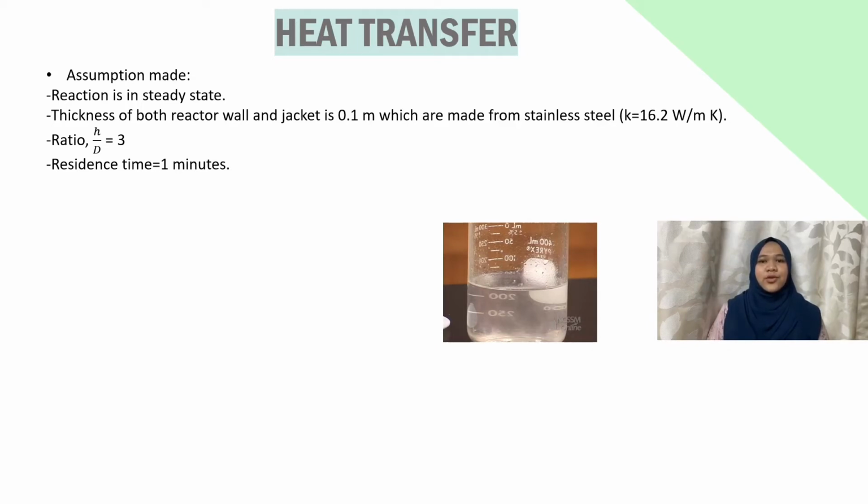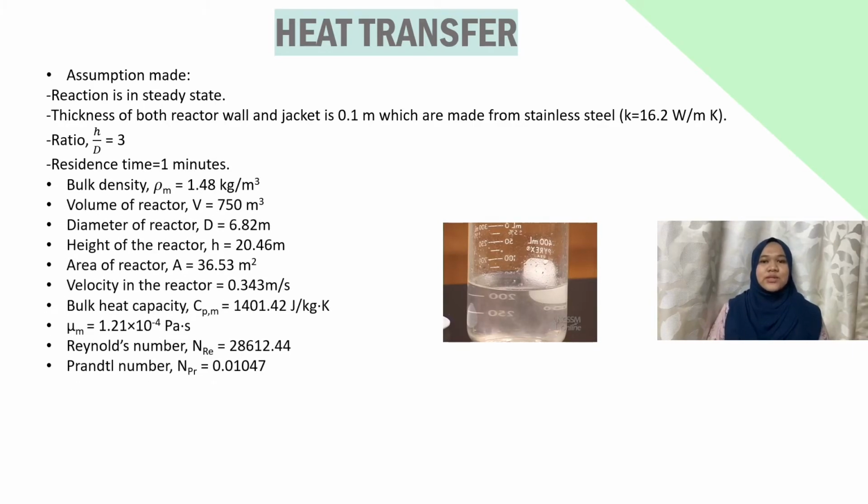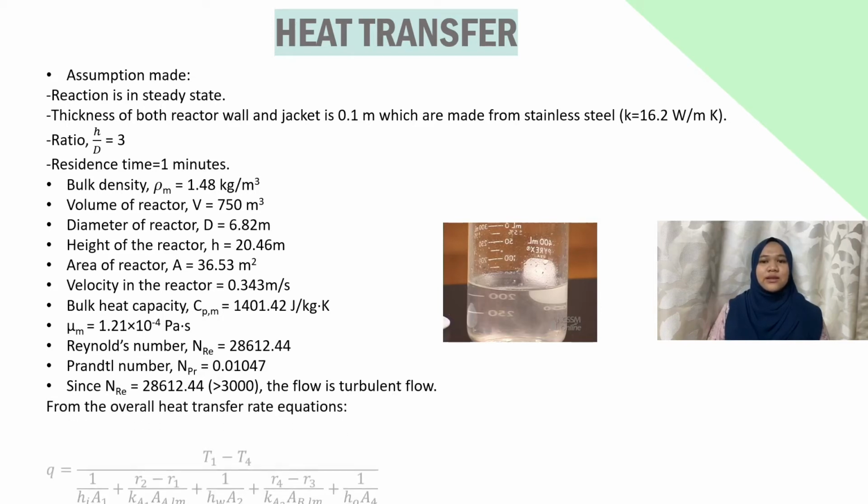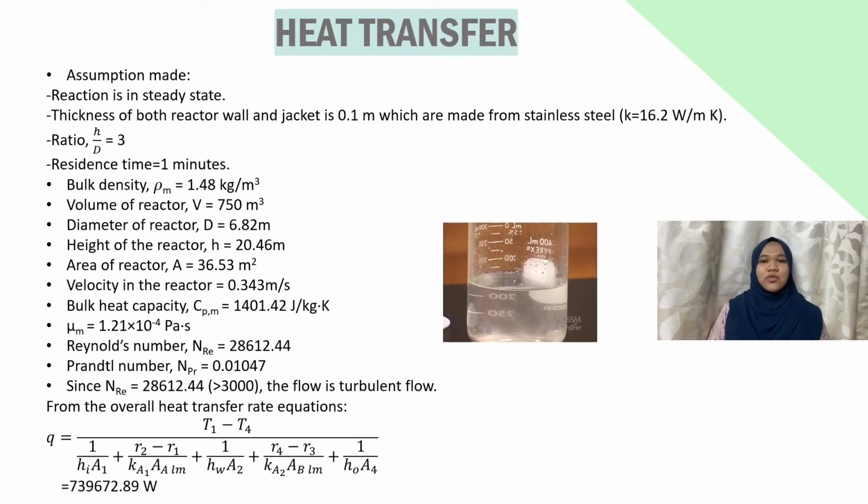And this is the information involved in the calculation shown in Appendix C. Since the Reynolds number is 28,612.44, which is more than 3,000, the flow is turbulent. Thus, the rate of heat energy Q is 739,672.98 watts.